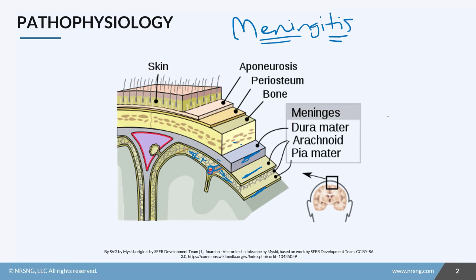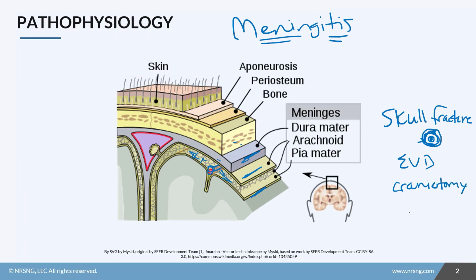Now, another risk factor is really any kind of skull fracture. We talked about this in the fractures lesson when we talked about the skull being like a peanut M&M. Right? So if you break the shell, you're going to expose the chocolate, which is the meninges and the CSF. And so that's going to put them at risk for any kind of infection. And then really anything that cuts into the skull, like a surgical procedure like an EVD or a craniotomy, all of those things can cause meningitis.